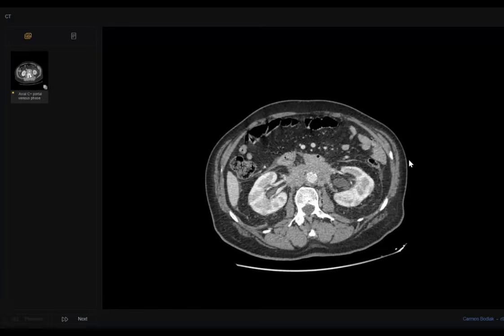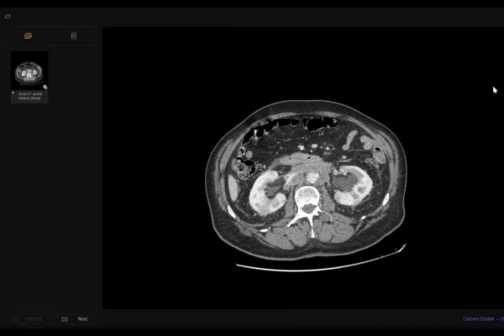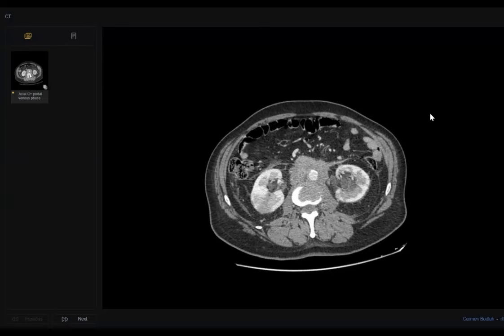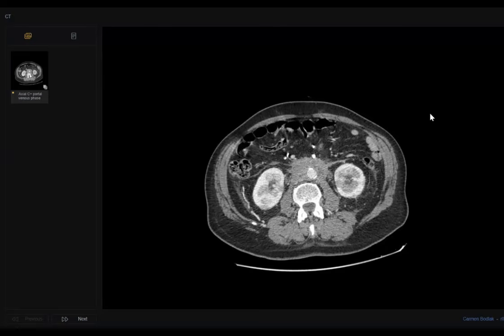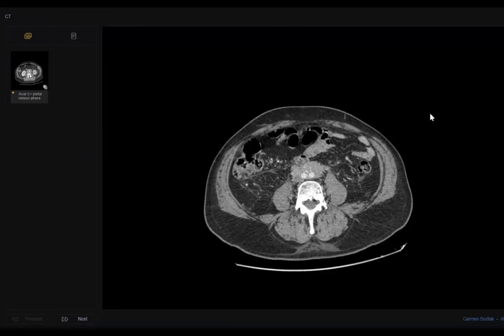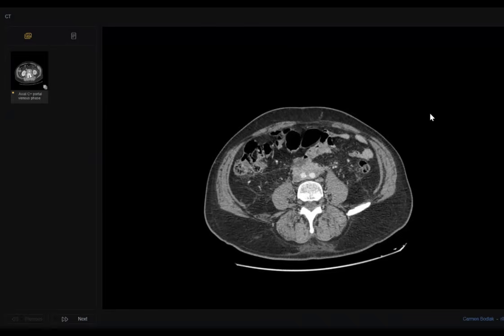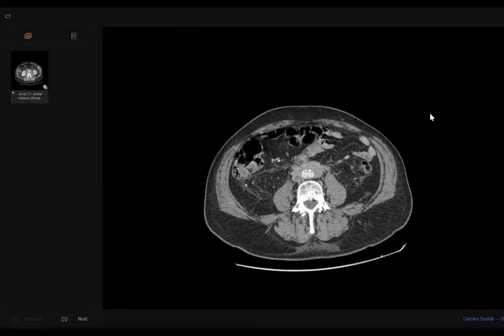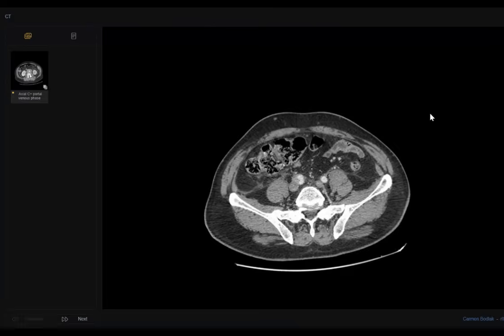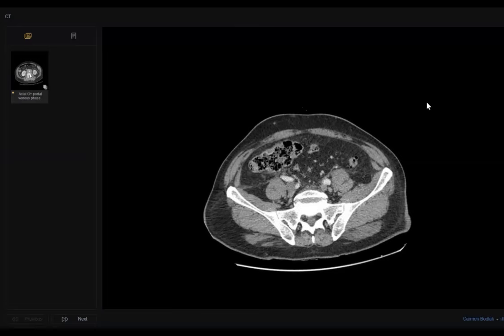It's not scrolling, sorry. And causing mild narrowing of the aorta, starting from the suprarenal level until the bifurcation of the aorta and the two common iliac vessels.